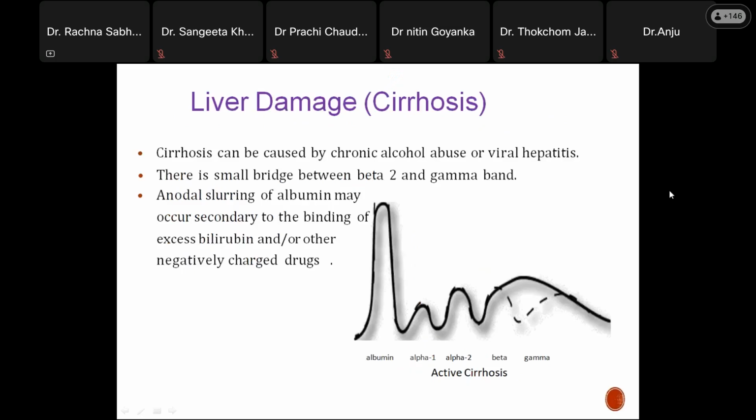Now in cirrhosis also, there is a very hallmark feature when you see the curve in case of cirrhosis, known as beta gamma bridging. When you have a look between the beta and the gamma region, that demarcation is lost. A small sort of bridge is found between the beta and gamma region. This is seen in cirrhosis. You know the various causes of cirrhosis. Whenever the patient has chronic alcohol abuse or viral hepatitis and underlying cirrhosis, you get to see such a curve.